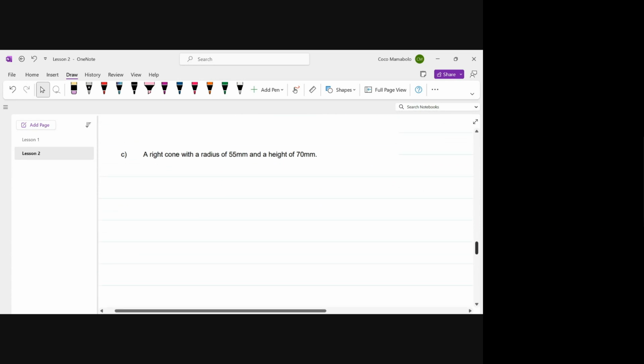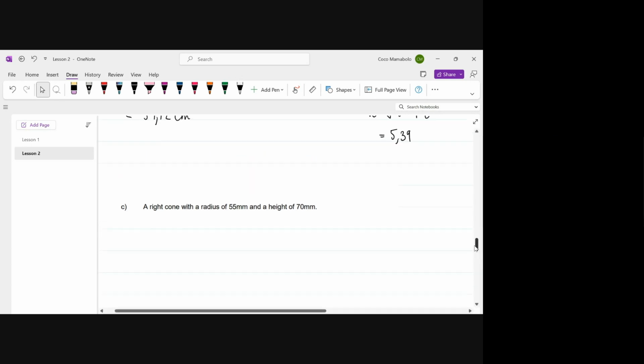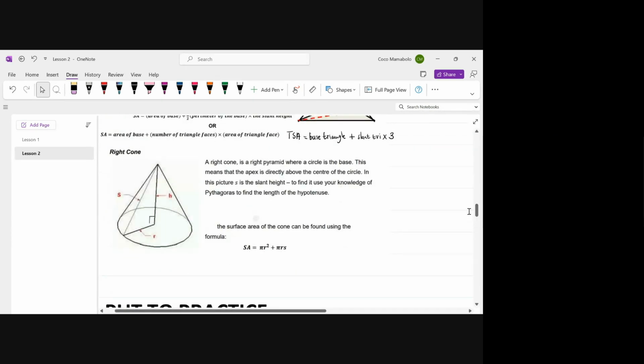All right, here's your next one. A right cone with a radius of 55 millimeters and a height of 70 millimeters. Let's remind ourselves before we get into this. The surface area of a right cone is pi r squared plus pi r s. And this s is also the slant height. So there's still some work to be done here.